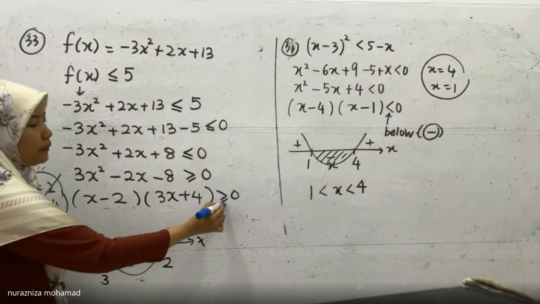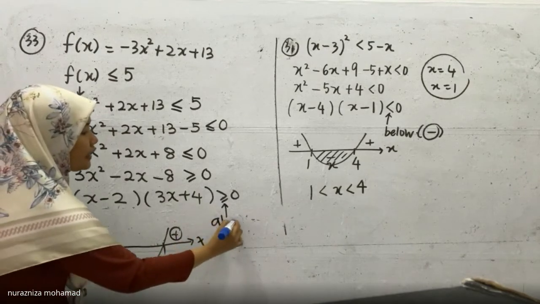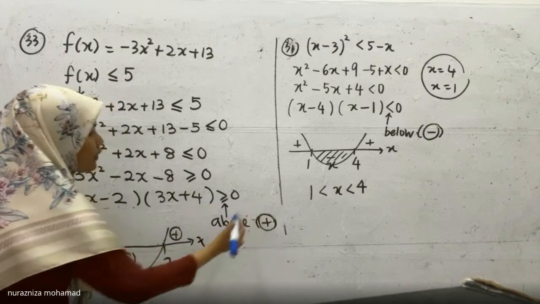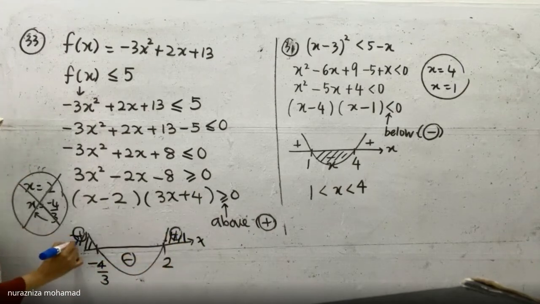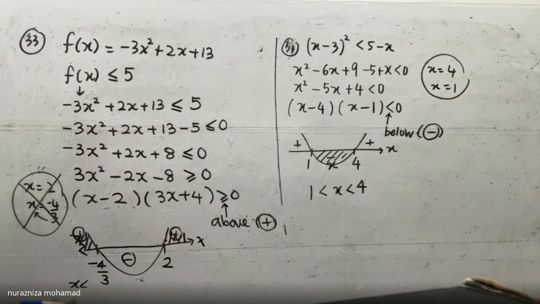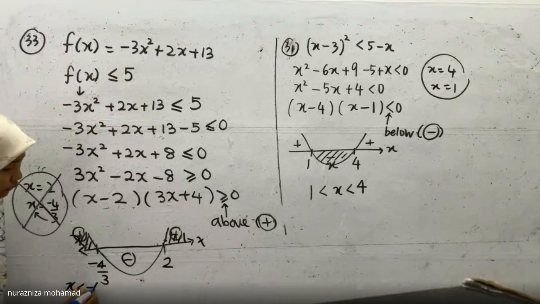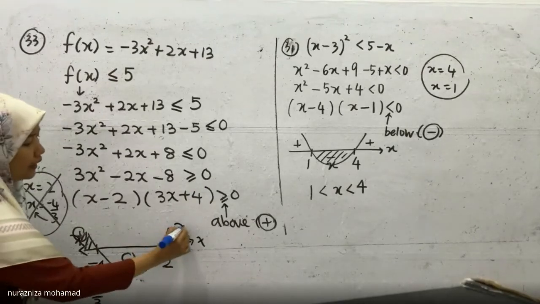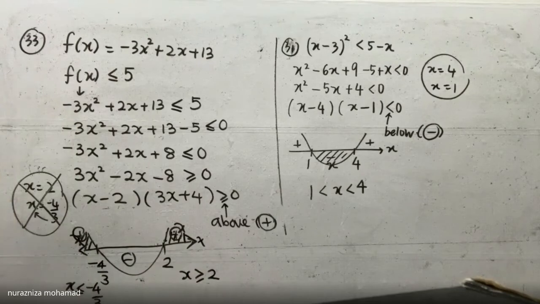Okay, refer to this symbol. This symbol is greater. Greater means we take above the x-axis, which is the positive part. So the x will be here and the x will be here. If the x is here, x is less than negative 4 over 3. So you write down x less or equal, because here it has equal. So x is less or equal to negative 4 over 3. For this part, x is more or equal to 2. So you have a split answer. Okay.